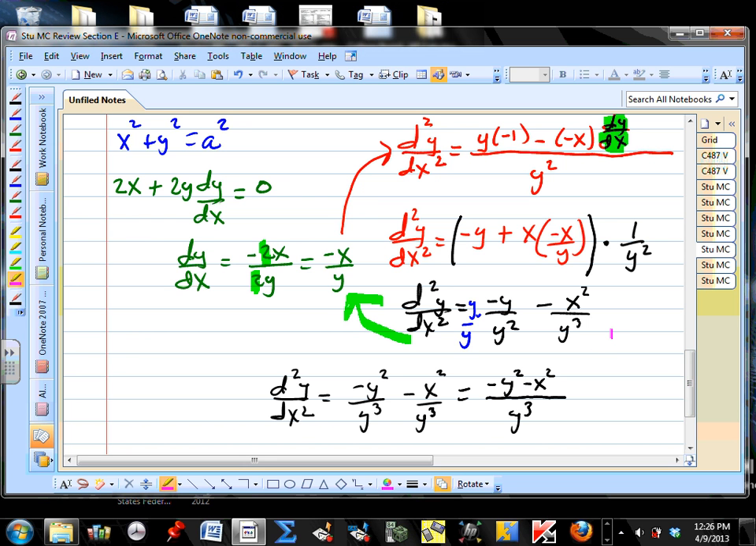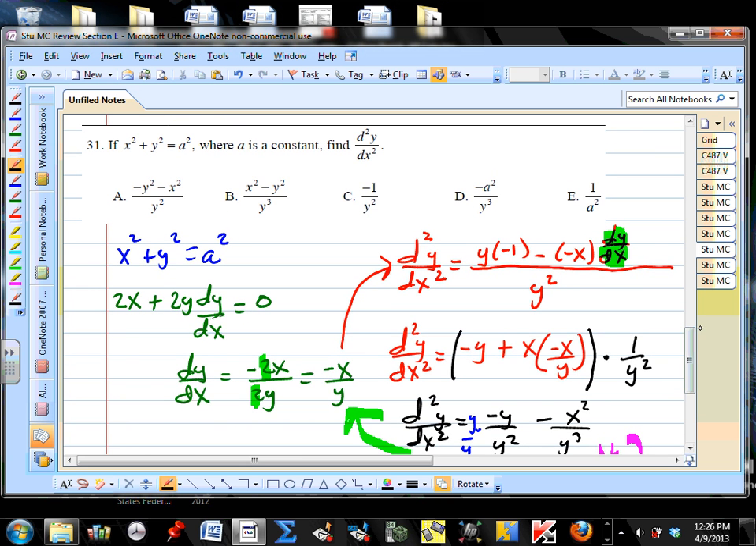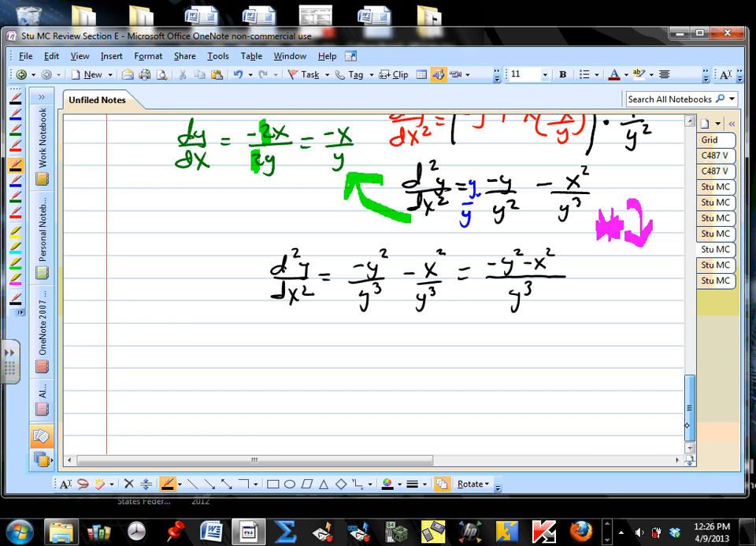trick comes in. Right here. Remember what they said in the beginning. Our function is x squared plus y squared equals a squared. So we're going to use that information right now. x squared plus y squared equals a squared. So if you multiply by negative 1, you're going to get the opposite of x squared minus y squared equals negative 1 times a squared.